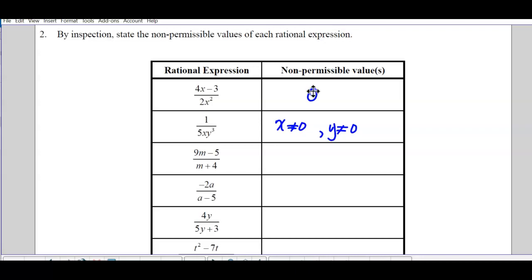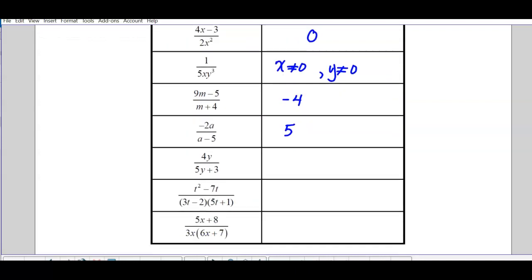Okay. Next one, opposite sign of the constant, negative 4. Opposite sign of the constant, 5. Then the next one, opposite sign of the constant is negative 3, divide by the coefficient on the variable. Here there's two of them. So opposite sign of the constant in the first is 2/3. And then in the next one, negative 1/5.